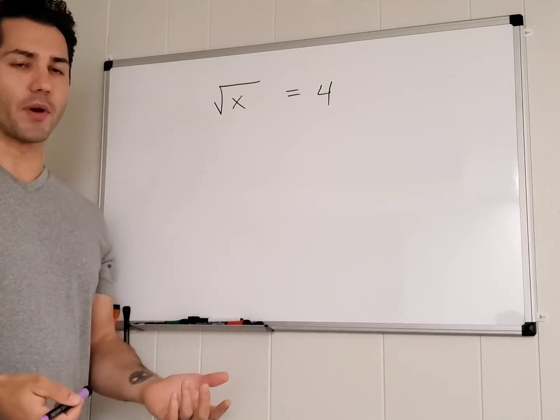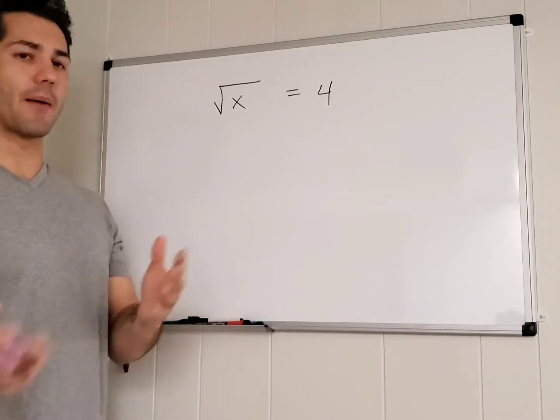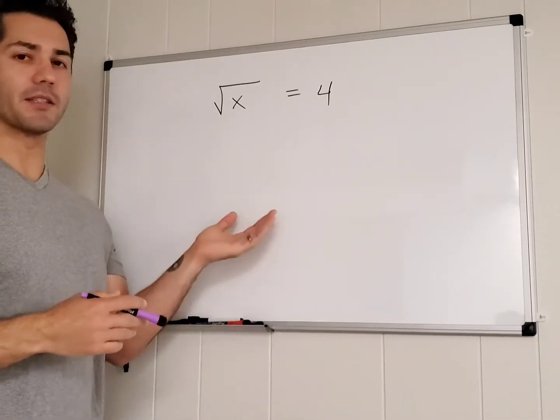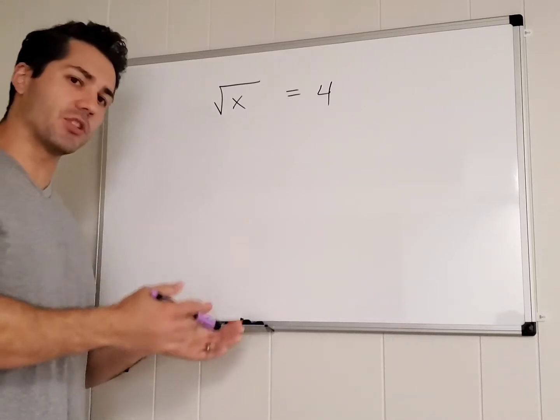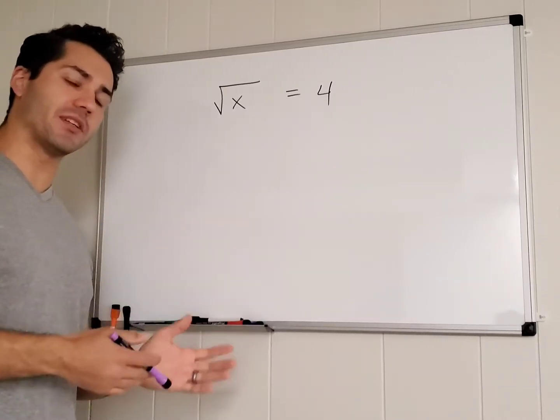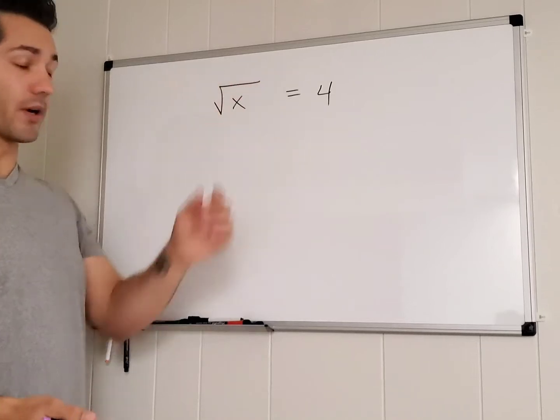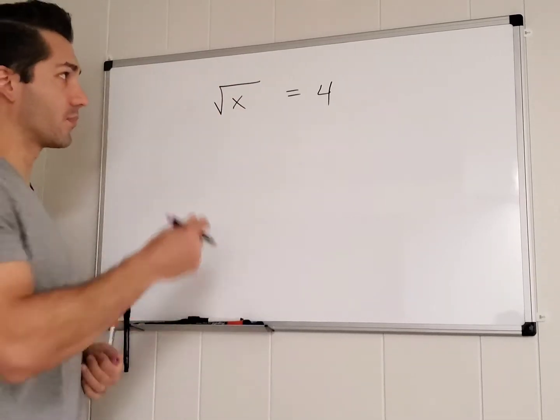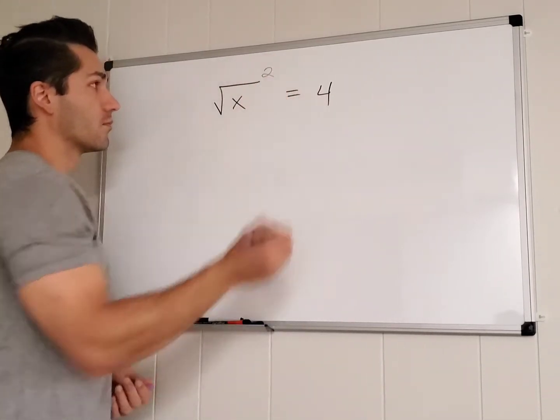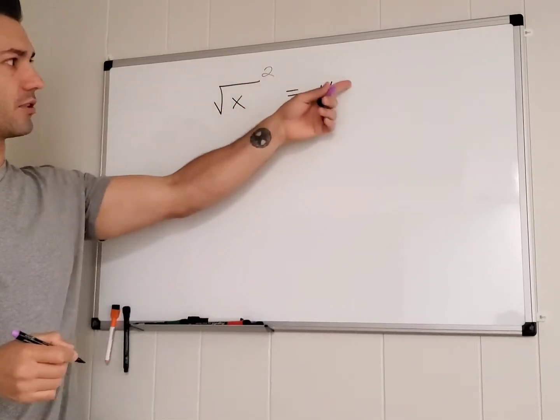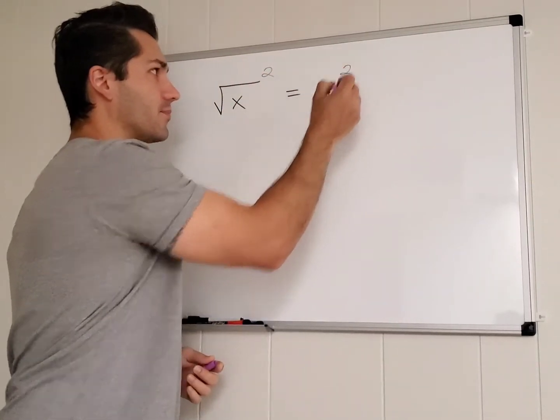The way you get rid of a square root is you do the opposite operation. You square it. That's the opposite. The opposite of addition is subtraction. The opposite of multiplication is division. The opposite of square root is squaring. So you square it. Whatever you do to one side, you do to the other. I'm going to square this right side also.